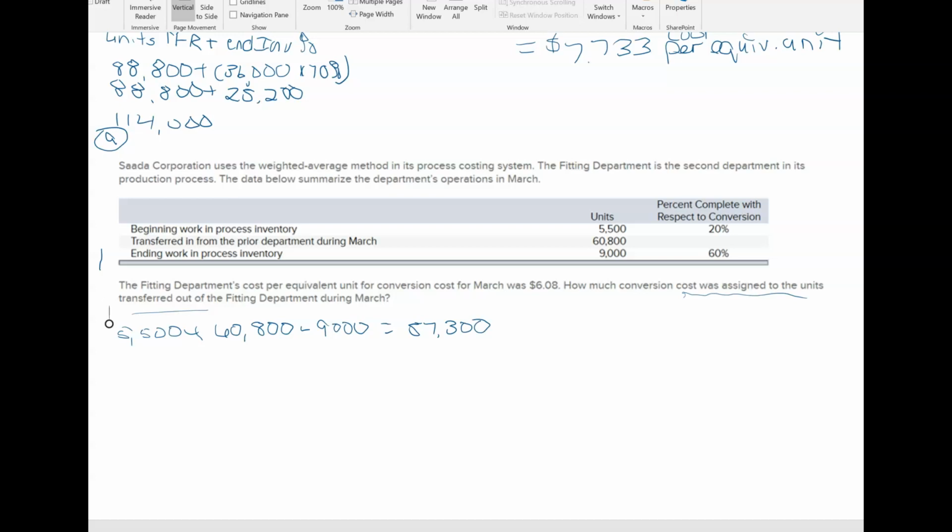Take that, and we're going to multiply it by the equivalent unit cost. Take what the units transferred were, and then multiply it by 608,348,384.